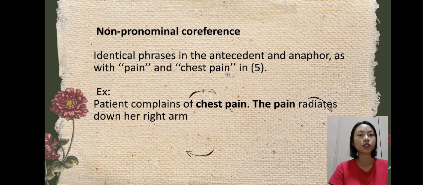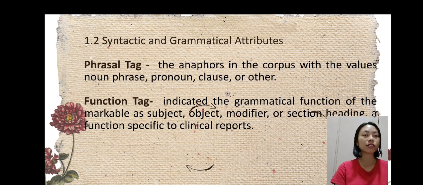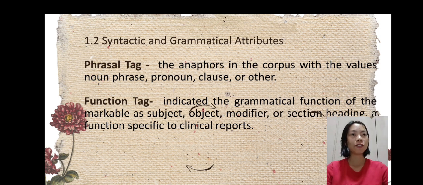So now let us move on to the next type of information considered in anaphoric resolution algorithms, which is the syntactic and grammatical attributes. The syntactic and grammatical attributes refer to the characteristics that help to determine how pronouns or other referential expressions relate to their antecedents in a sentence. The vast majority of possible antecedents for pronouns can be derived by purely syntactic considerations. So, the authors of this article captured the syntactic form of the anaphor and antecedent by annotating the phrasal tag.